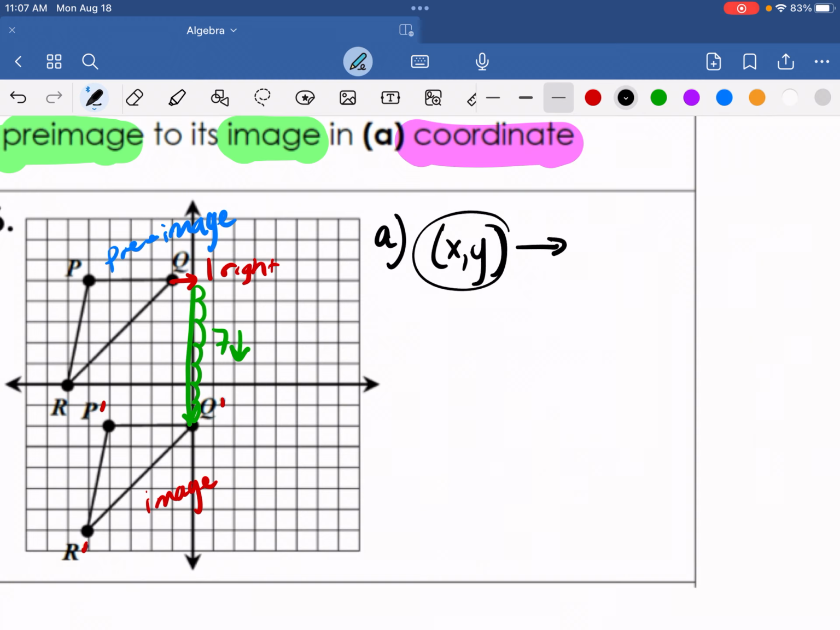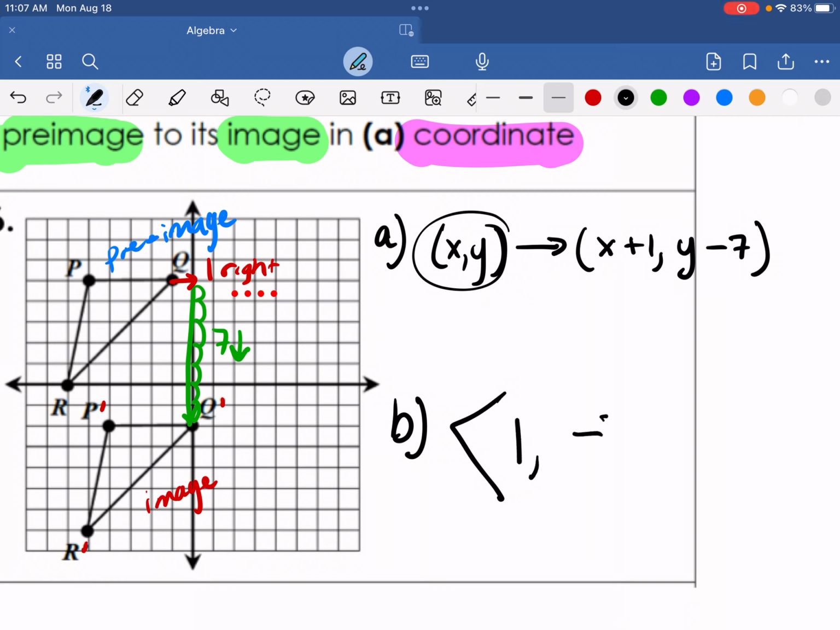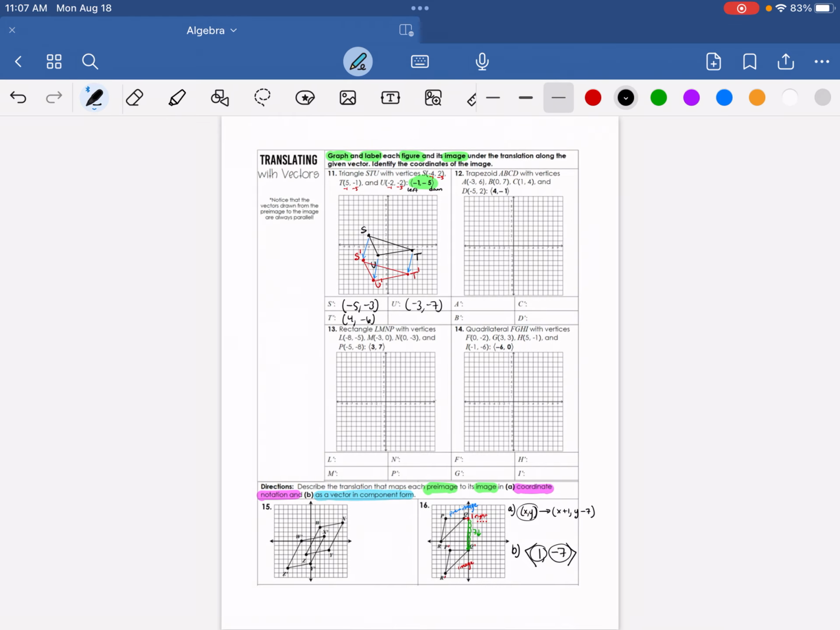Translating. Okay, this part is talking about the first picture. All the original points are moving. Where are they moving to? X plus 1 because it went to the right, and Y minus 7 because it went down. Okay, those are all parentheses. For vector form, you're not going to give them names because they don't really have names, but it'd be +1, -7. And it says the same thing. It means it went right 1 and down 7. Okay, so that was our lesson for today.